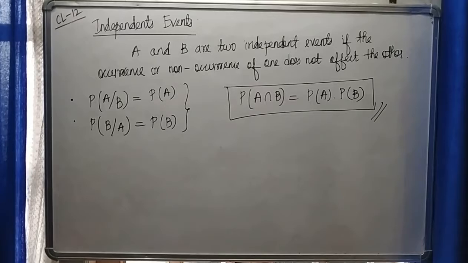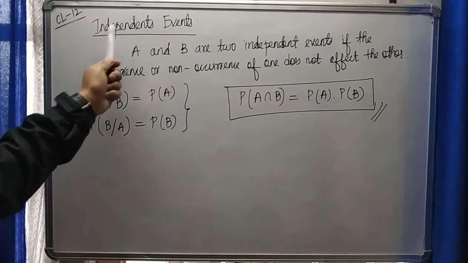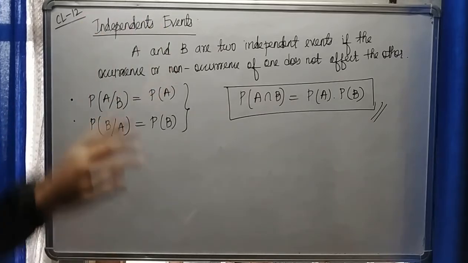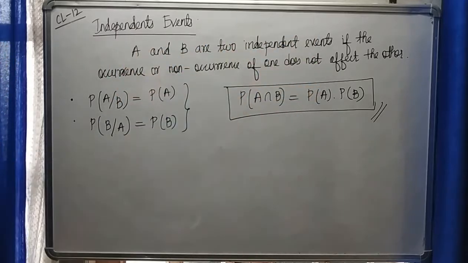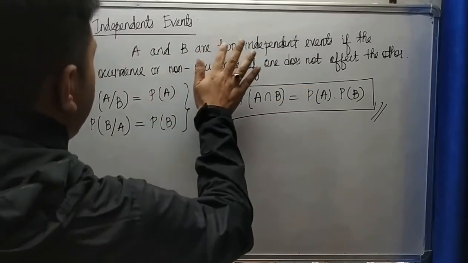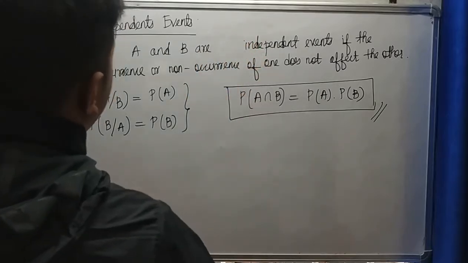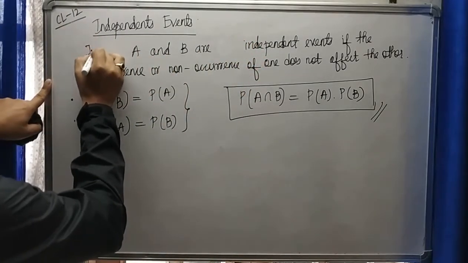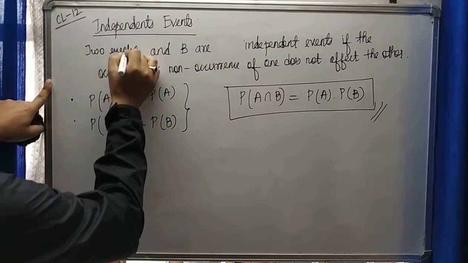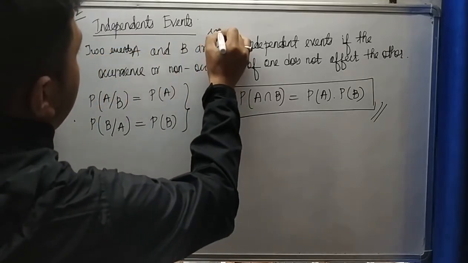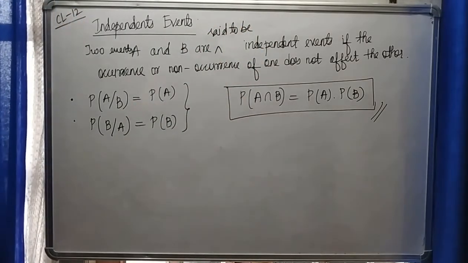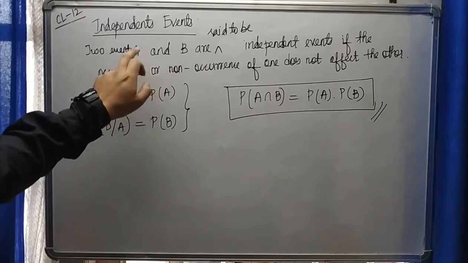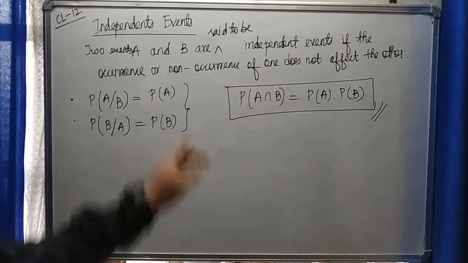Alright, let's proceed now. The next topic which we'll learn in this exercise is independent events. Now A and B are said to be two independent events. A and B are said to be independent events if the occurrence of A or non-occurrence of A does not affect the other one, which is B.